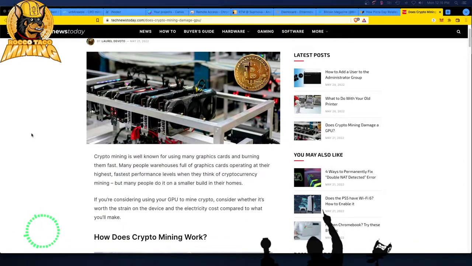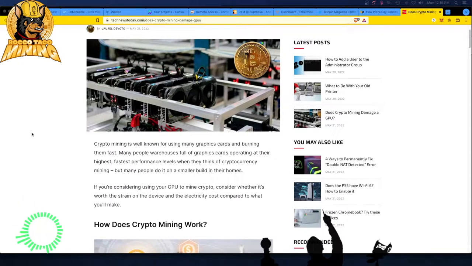Now they're all talking about if you're considering using your GPU to mine crypto, consider whether it's worth the strain on the device and the electricity costs compared to what you'll make. The article makes very good points. Some of it's common sense, but it actually makes good points. I'm glad they put it out there, to be honest. Your card does run nonstop mining. You have to watch the temperatures.